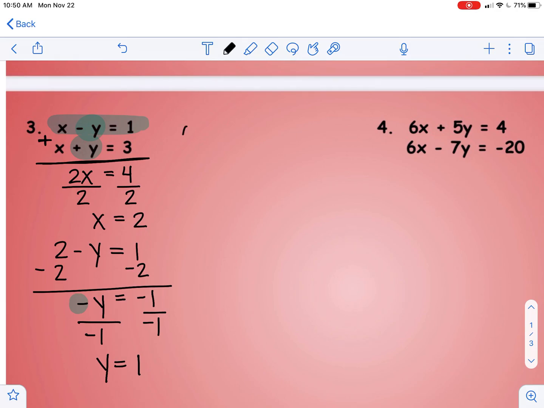And then I'm going to write my answer as an ordered pair. So I'm going to take that 2 I got for x and that 1 I got for y to write my ordered pair.